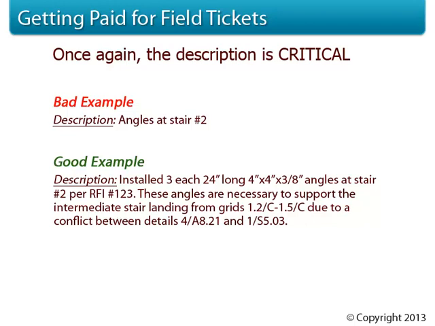"Installed 3 each 24-inch long, 4-inch by 4-inch by 3/8 inch angles at stair number 2 per RFI number 123. These angles are necessary to support the intermediate stair landing from grids 1.2C to 1.5C due to a conflict between details 4 on A8.21 and 1 on S5.03." This is a very clear description, and it also makes it obvious that the owner is responsible.